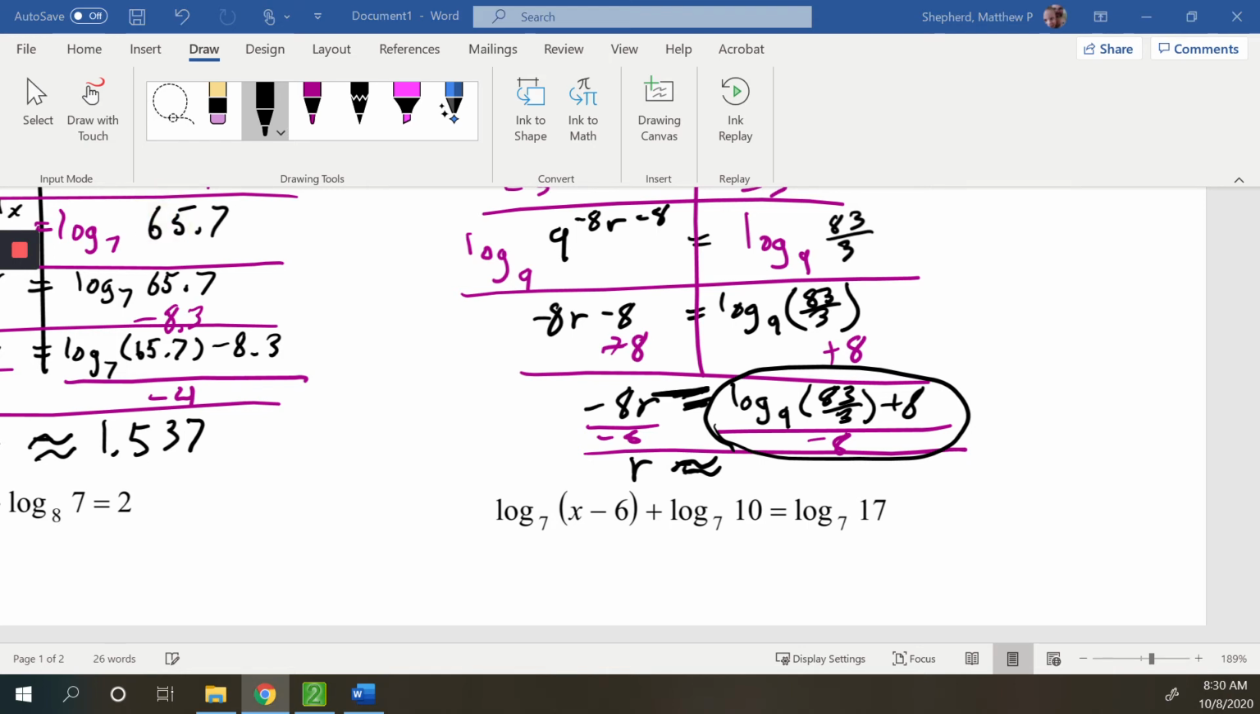Exact answers should be used when you're continuing to do your math. However, once you're done with your math, it usually doesn't make sense to communicate to someone else in terms of an exact answer. If I was an engineer and this was part of some equation I was doing, I would not want to be telling my workers to cut the metal to the log base 9 of 83 thirds plus 8 over a negative 8. That wouldn't make any sense whatsoever.